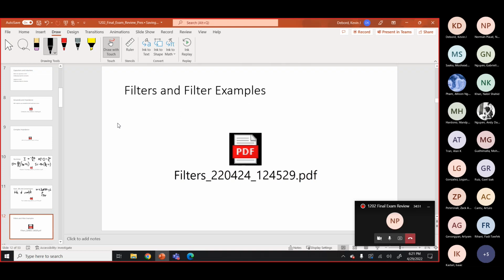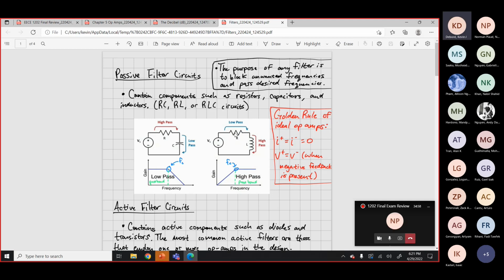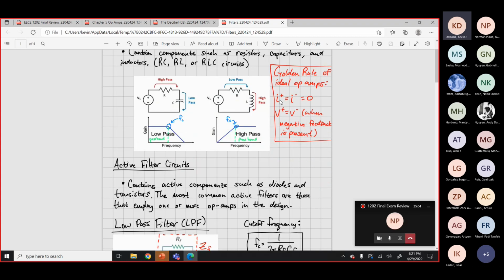Fantastic. Okay, filters and filter examples. Do we need to go over these? We had an exam on this. Active filters use op amps, right? Golden rule of op amps: I of positive is equal to I of negative, which is equal to 0, and V of positive is equal to V of negative when negative feedback is present.